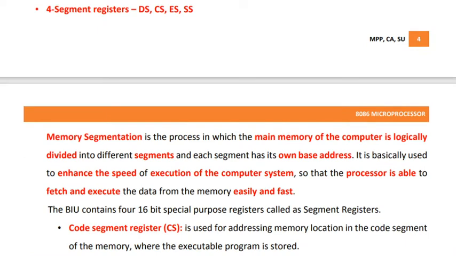Now let us move on to the segment registers. There are 4 segment registers, namely DS, CS, ES and SS, which stand for data segment register, code segment register, extra segment register and stack segment register, respectively. Now let us first try to understand what is a segment and what is memory segmentation.